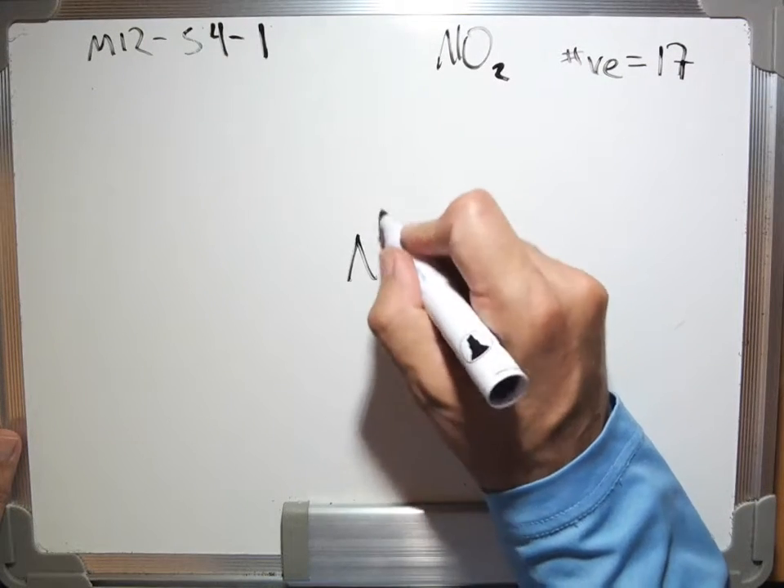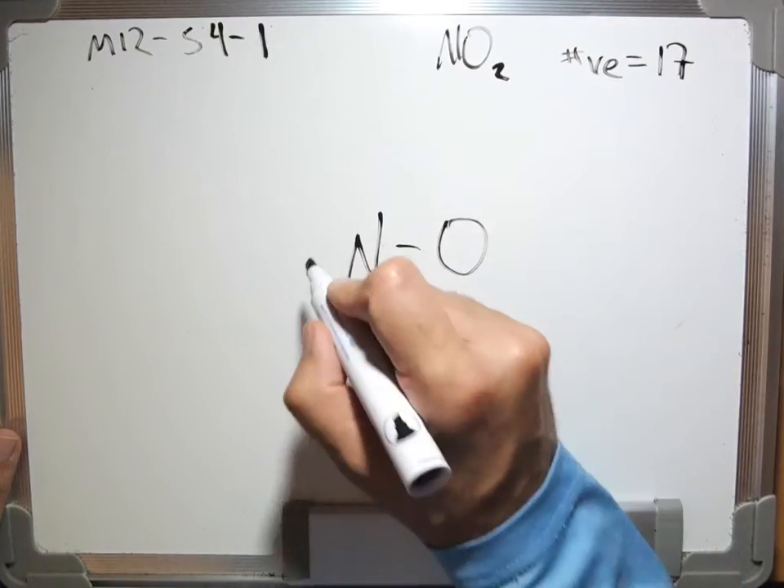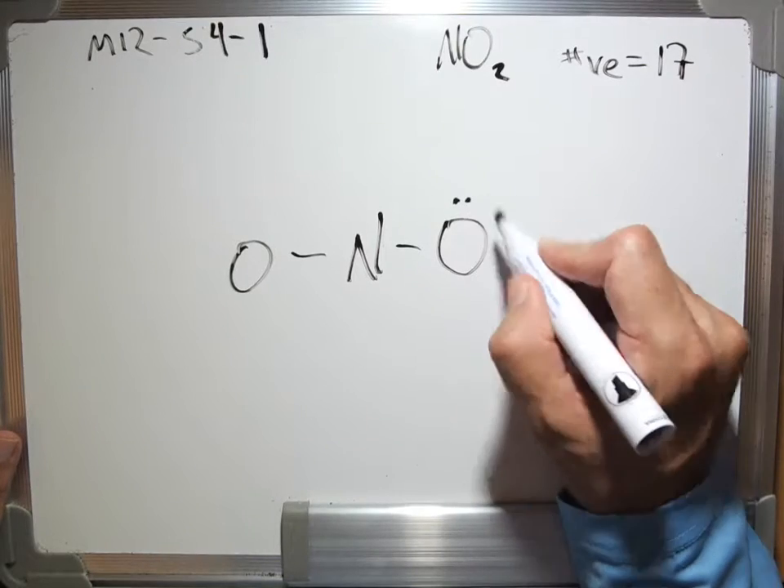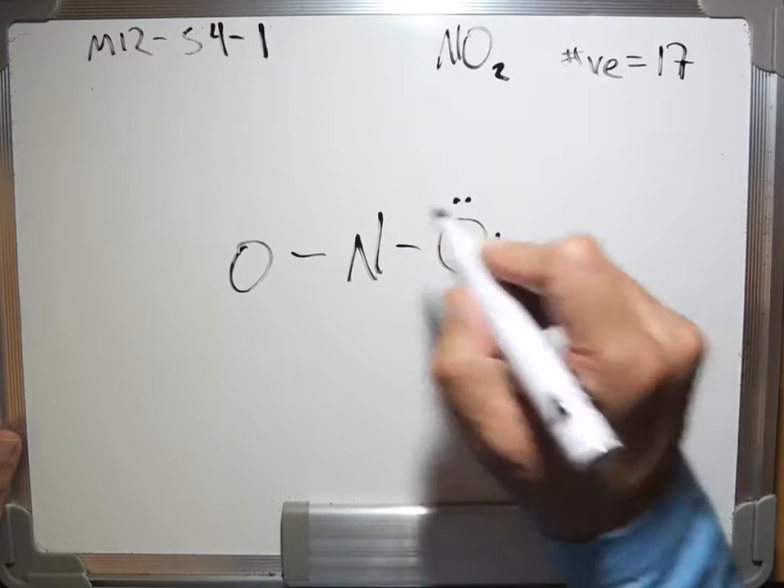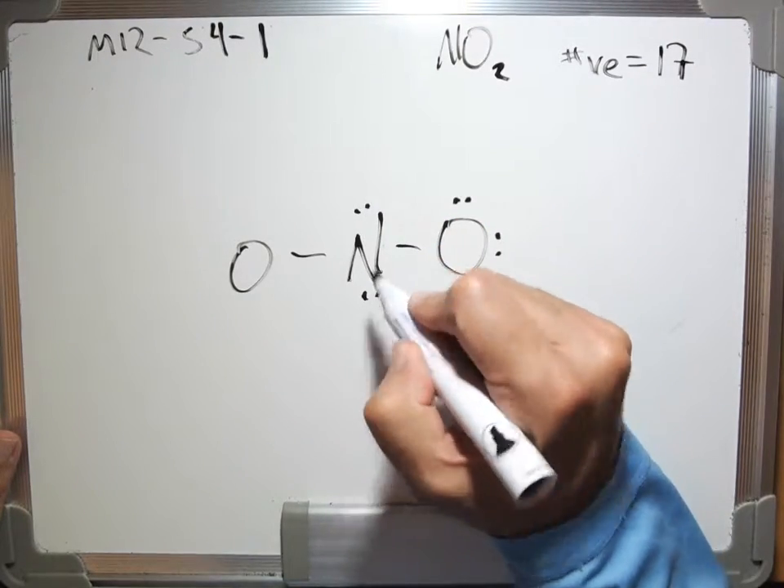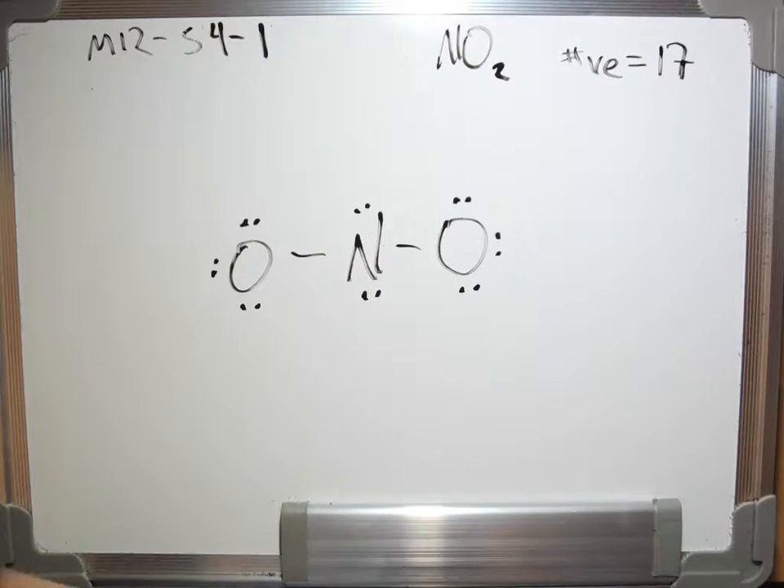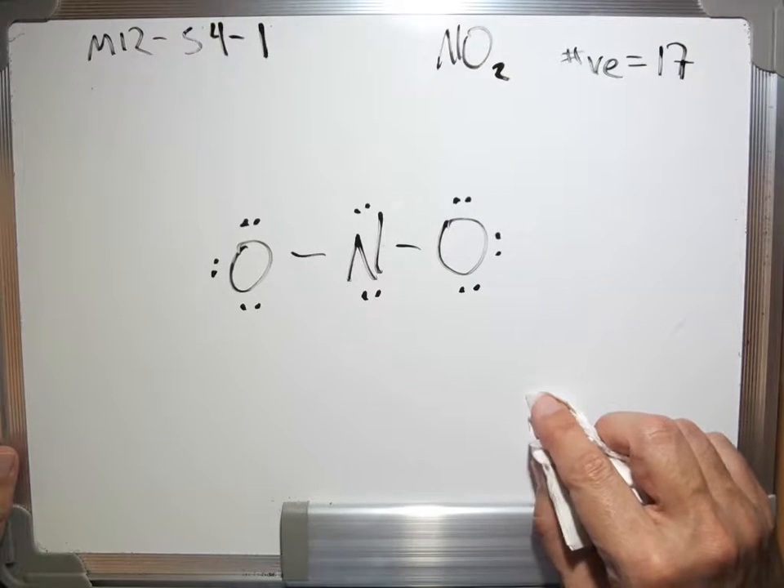We'll place the nitrogen in the middle. We'll attach the more electronegative oxygens. We'll give everything an octet that needs an octet. And in coming up with that particular arrangement, I've utilized too many valence electrons. I've used 20, I only had 17.